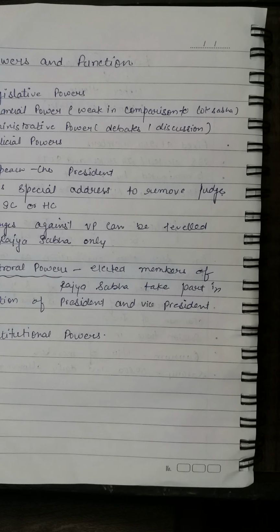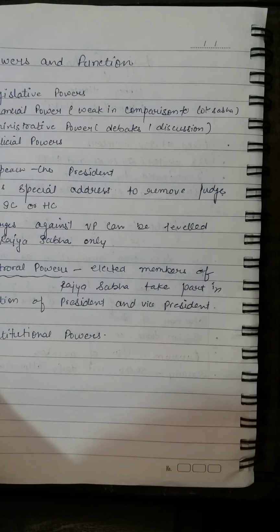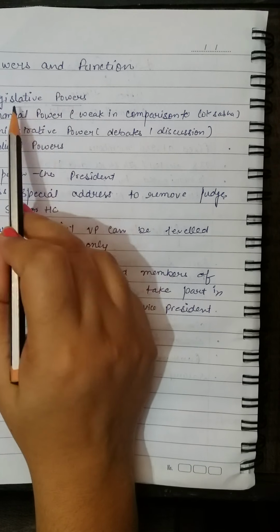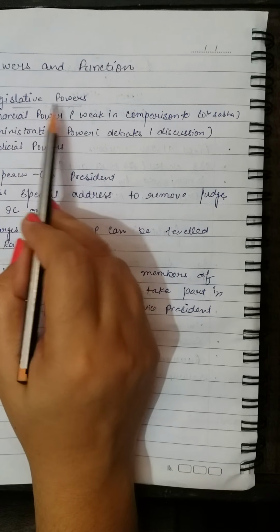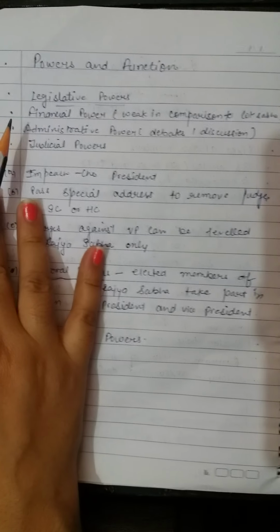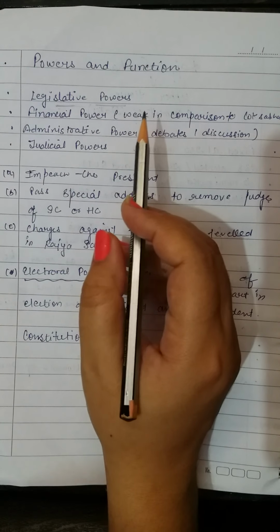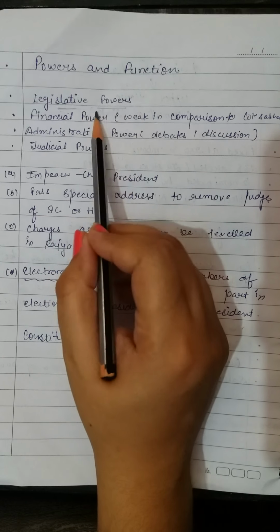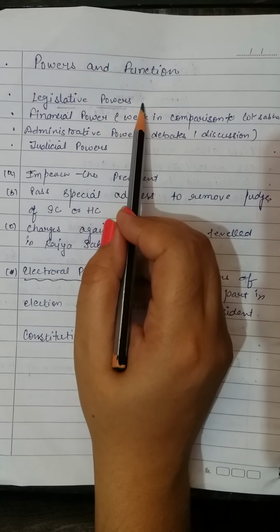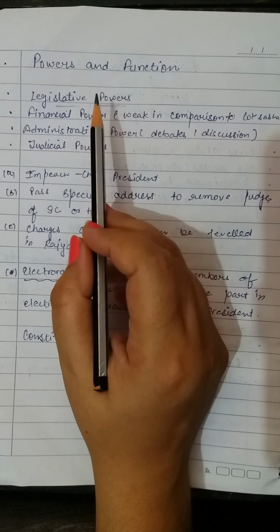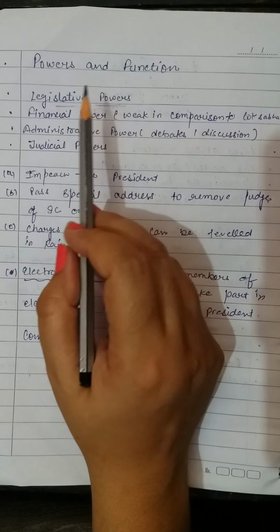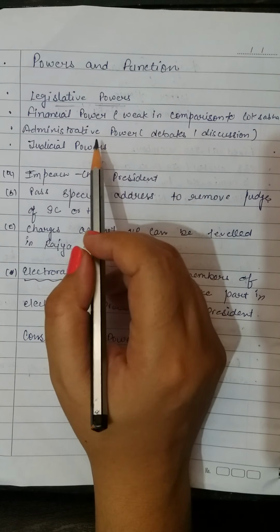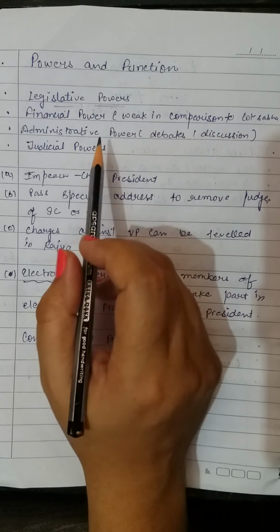Now we will discuss the powers and functions of the Rajya Sabha. First are the legislative powers. That means Rajya Sabha can also make the law. It's not only the Lok Sabha that can make law, but Rajya Sabha also can. And if they do not agree on a bill presented by the Lok Sabha, that bill will not be passed, except the money bill.